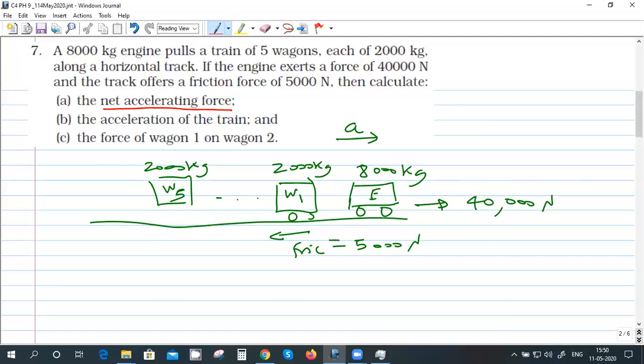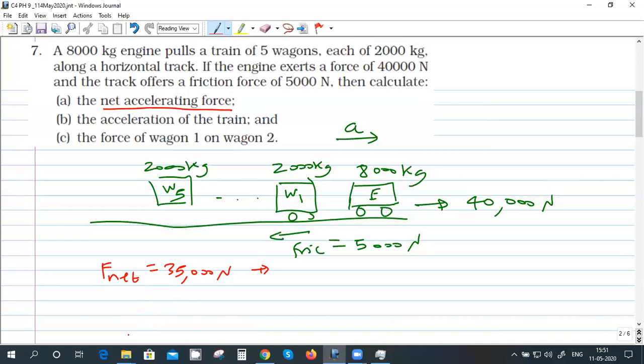Okay, so forget the vertical one. What about horizontal? How many forces are there? Two. So what is the net force? The force of the engine minus the friction. So how much is it? 35,000, and towards the right. The F net is 35,000 Newton, and the direction is towards the right.